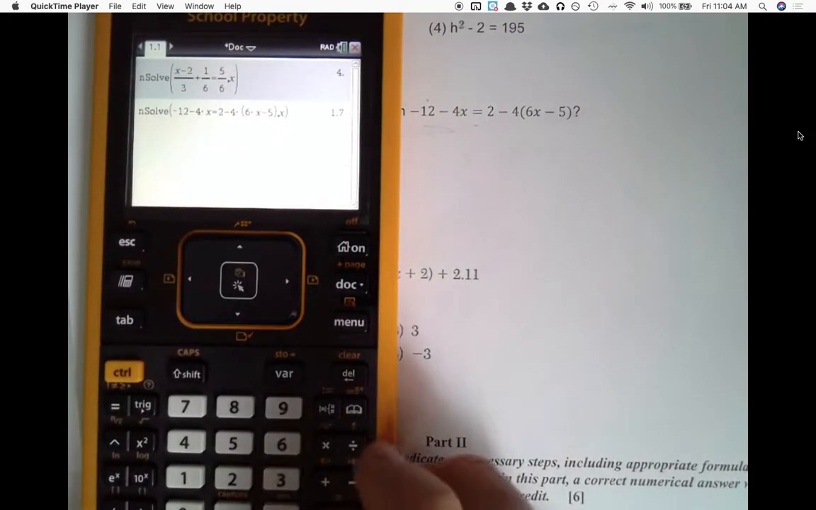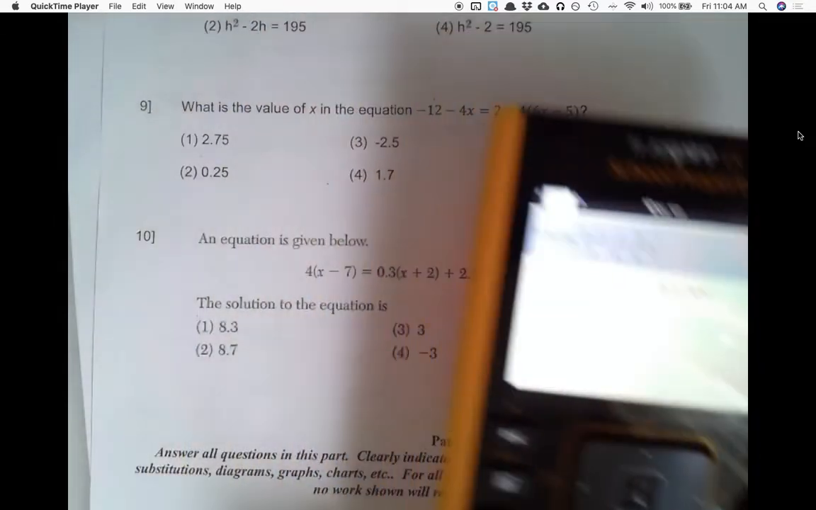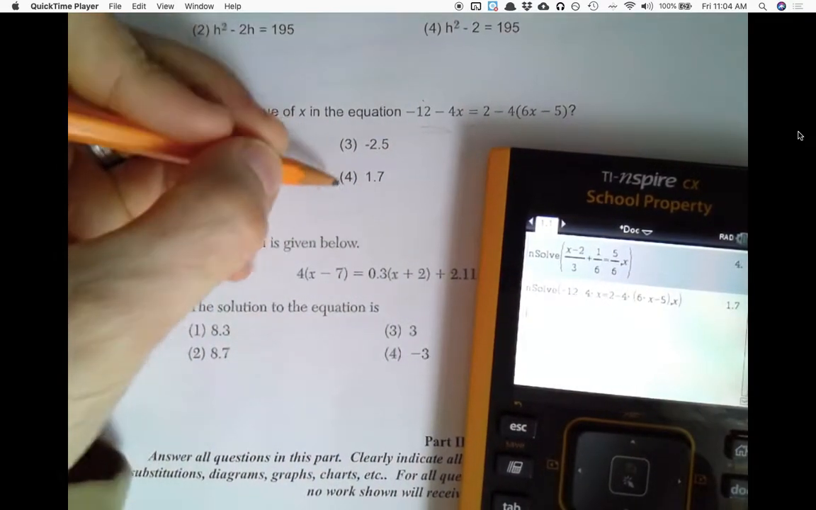And if I hit enter over here, it says the answer should be 1.7. It's that right there, 1.7.